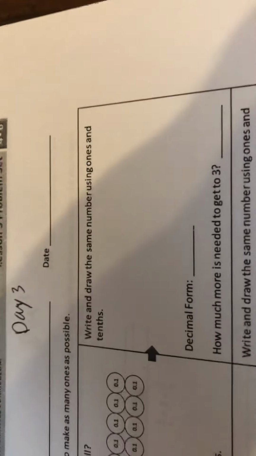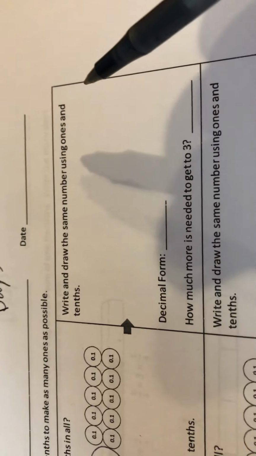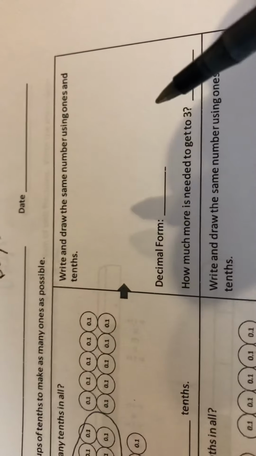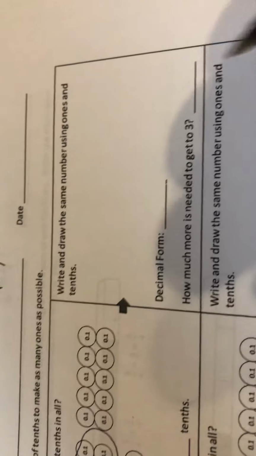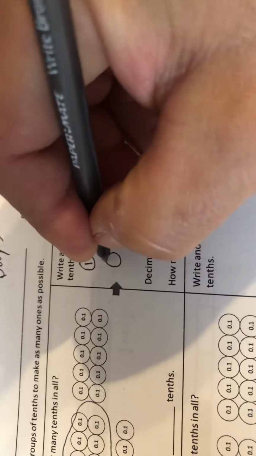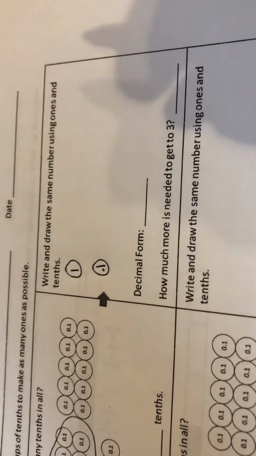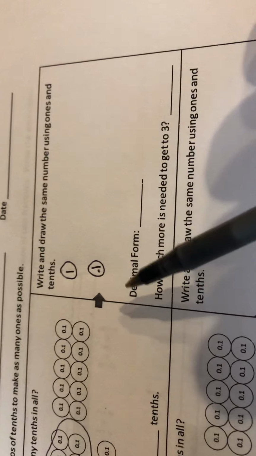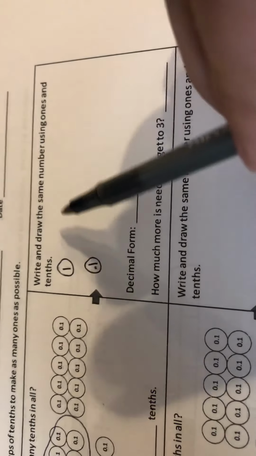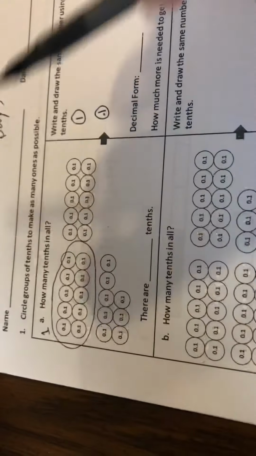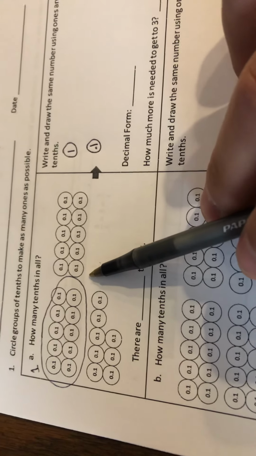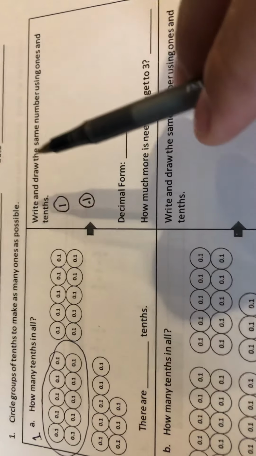And over here, write and draw the same number using ones and tenths, okay? So literally, when you do ones and tenths, you're going to have ones, like the whole number 1, and then you're going to have tenths, 0.1. Wholes and tenths, okay? And then do decimal form, okay? And remember, this is going to be the same number that was created over here. You're rewriting it with whole numbers using ones and tenths, okay?